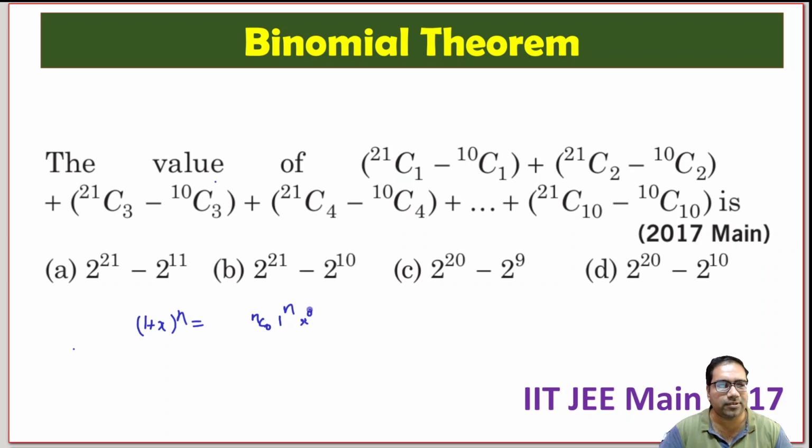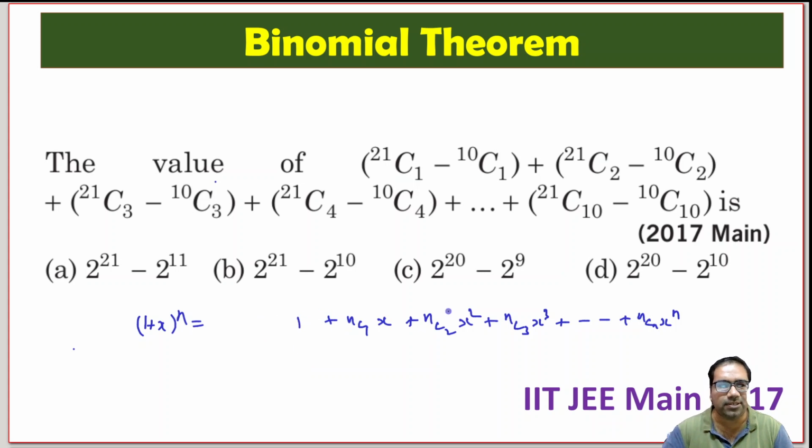NC0 1 power n x power 0 plus NC1 1 power n minus 1, that is still 1, and x power 1 plus NC2 1 power n minus 2, that is anyway 1, so x square plus NC3 x cube plus up to NCn x power n. The 1 powers I am directly ignoring. Basically this is equal to 1 plus NC1 x plus NC2 x square plus NC3 x cube, etc.